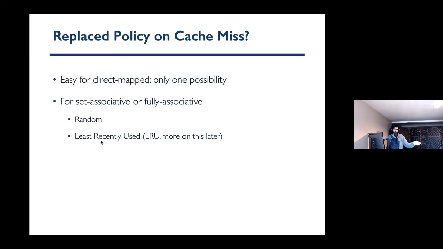So if I have one memory block that was accessed exactly in the previous cycle, and I have another block that was accessed 100 cycles ago, the one that was accessed 100 cycles ago probably is not going to be accessed in the future, so I can evict that one. So basically, least recently used.